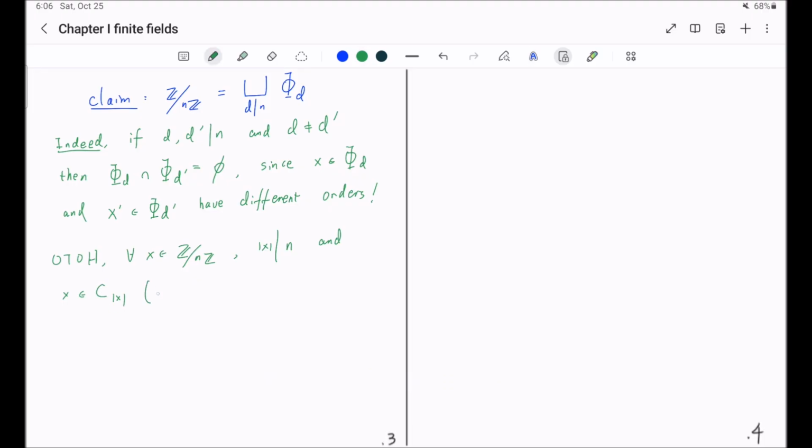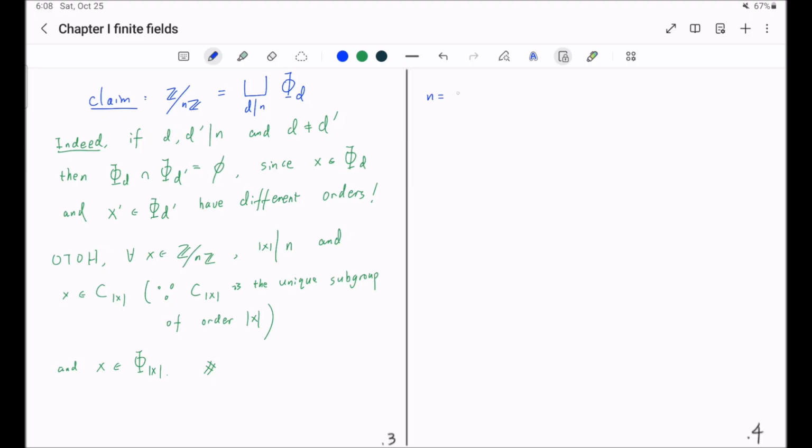This is because C sub the order of X is the unique subgroup of the order of X. And this element must also be a generator of this, which means X lives in phi sub the order of X. Therefore, this shows any element in here must live in one of these. And this verifies the claim. Now, we can conclude the proof.